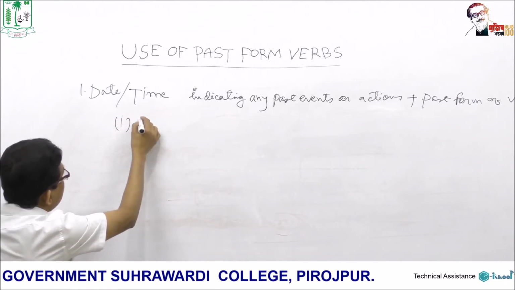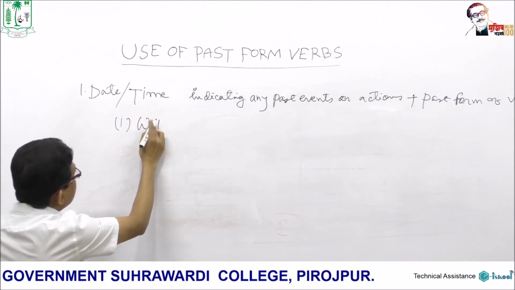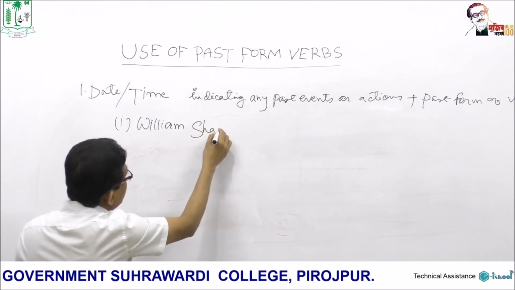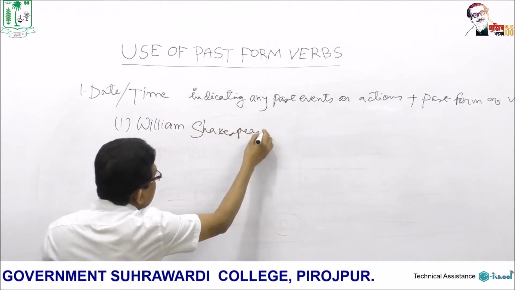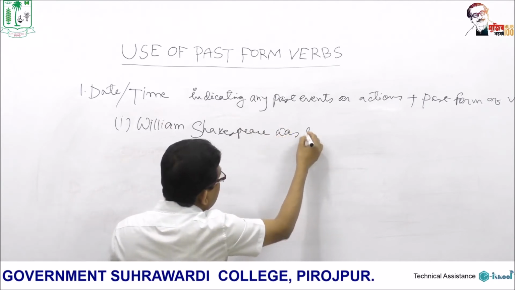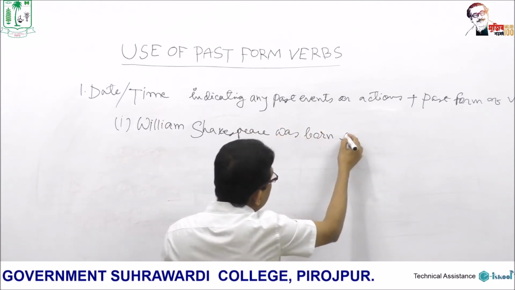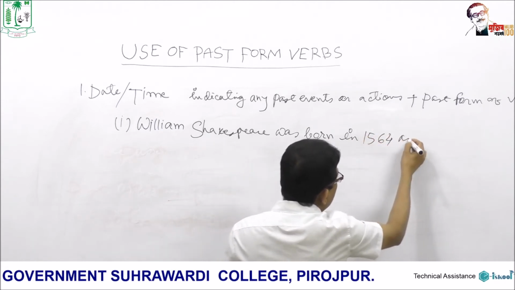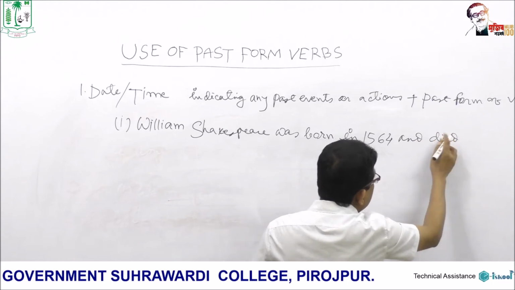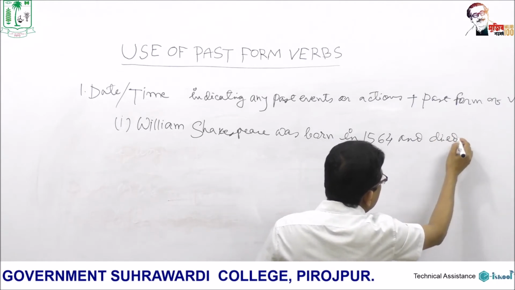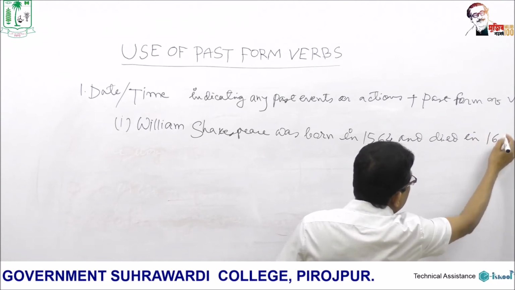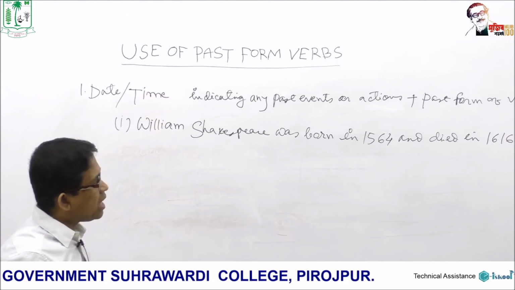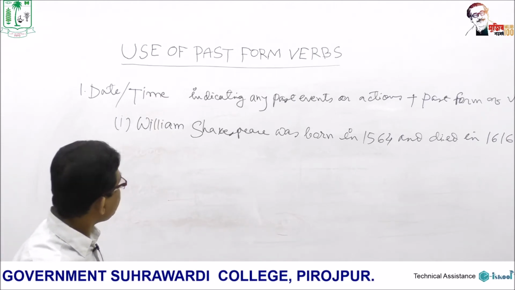For example, example number 1: William Shakespeare was born in 1564 and died in 1616. William Shakespeare was born in 1564 and died in 1616.